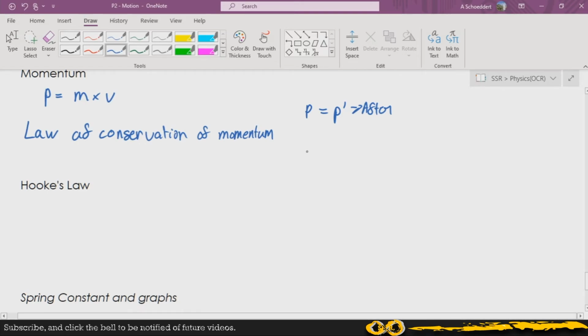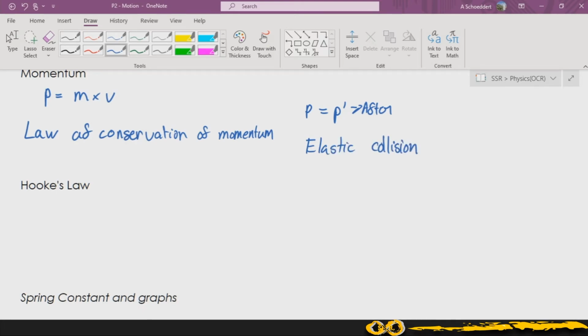We have two types of collisions. The first type is an elastic collision. In this case, no energy is transferred to other energy stores.